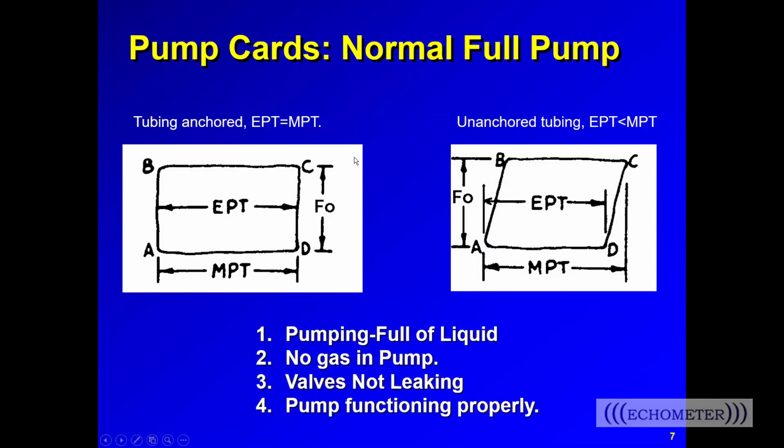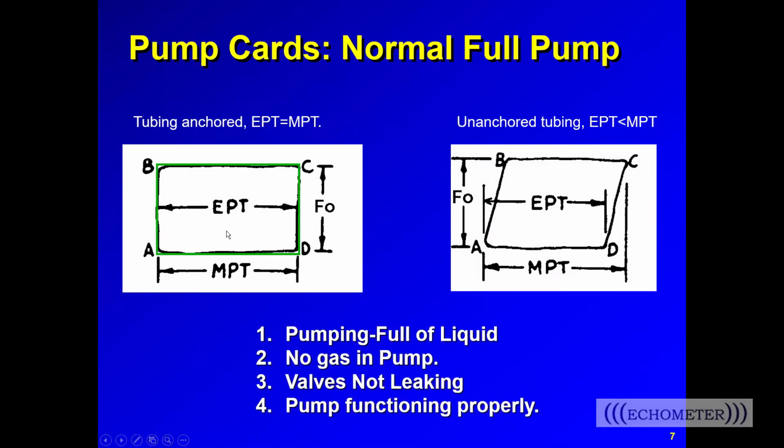So when we talk about fluid load, Fo represents the fluid load, or the force applied to the rods due to the differential pressure acting on the pump plunger. Both cards you see here exhibit normal pumping with pumps full of fluid. There's no gas in the pump. The valves aren't leaking. The pump is functioning properly.